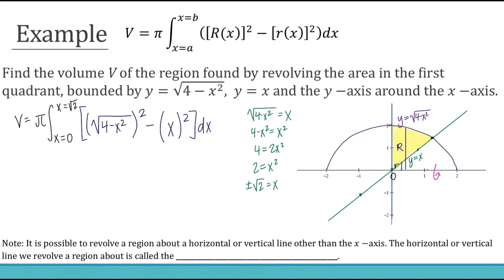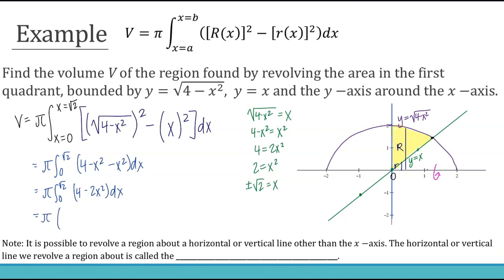And so that is the setup. Now, to get a numerical value for this volume, I'm going to simplify the integrand so I can get rid of the square root because of the squared that's happening here. So I have pi times the integral from 0 to rad 2 of 4 minus x squared and then minus x squared dx. So pi times the integral from 0 to rad 2 of 4 minus 2x squared dx. So not too bad to integrate here.